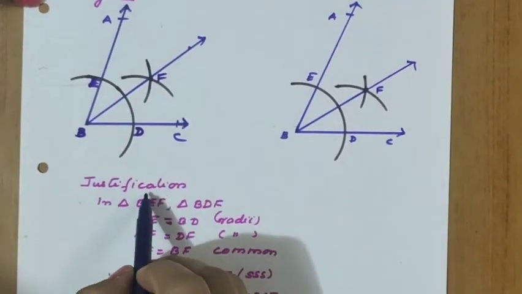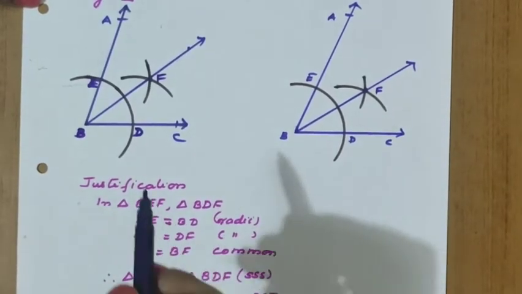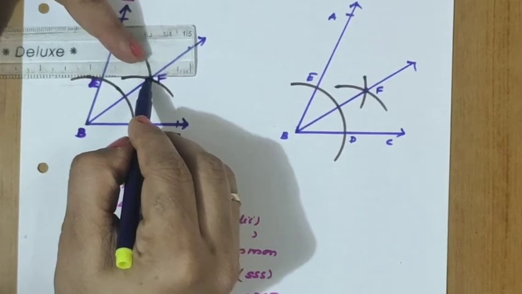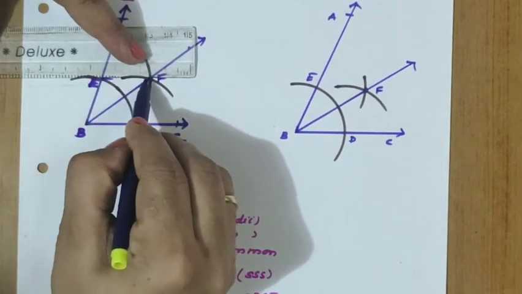So now the justification. I have already written the steps, I'll explain. You have to join EF. This line to be joined, I'll make a dotted line for you.